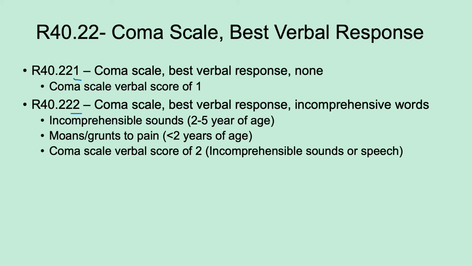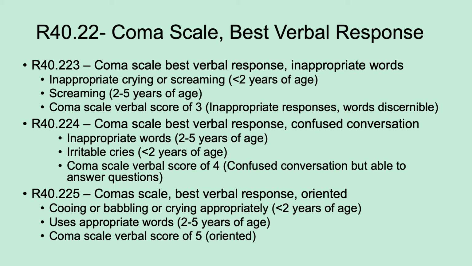This one is a score of 2, R40.222, incomprehensible words. They're speaking, but it doesn't make any sense. So for ages 2 to 5, incomprehensible sounds, and for under 2, moans or grunts to pain. Coma scale of 2, and the official scale, the broader scale, it's incomprehensible sounds or speech, which is pretty much the same thing. So these codes are also used to document the patient's verbal score.